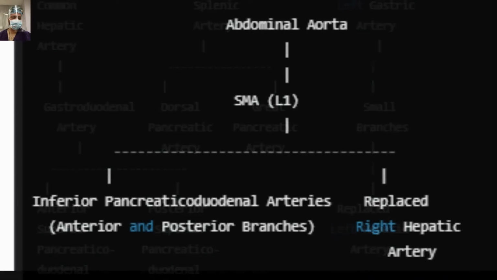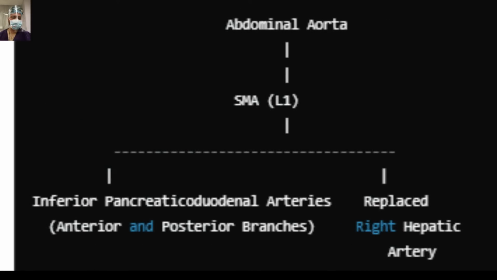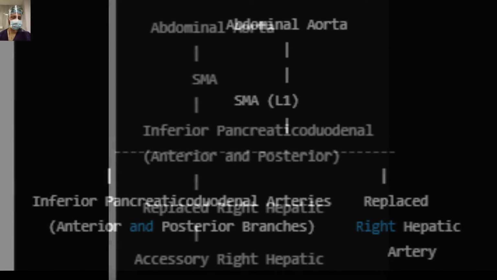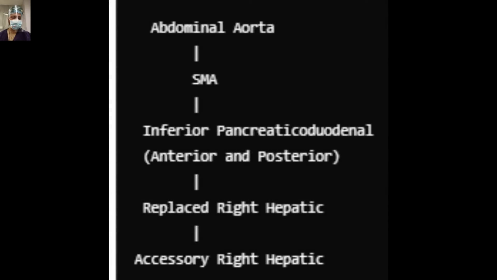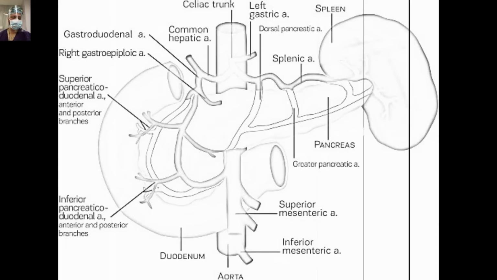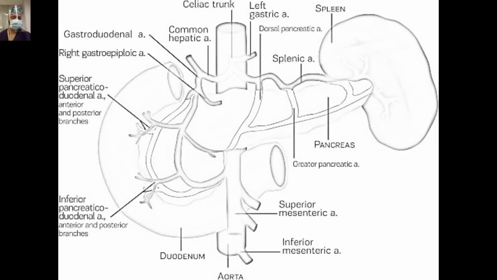And at the level of L1, there will be the superior mesenteric artery, SMA, as a direct branch of the aorta, which gives rise to the inferior pancreaticoduodenal arteries, that will be anterior and posterior branches of the IPDA. Sometimes there will be a replaced or accessory right hepatic artery as a branch of the SMA. So friends, it is important to understand this as far as the main arterial anatomy of the pancreatic head is concerned.